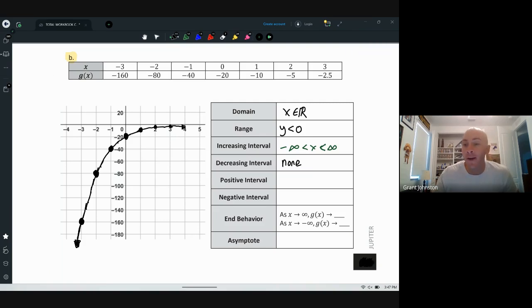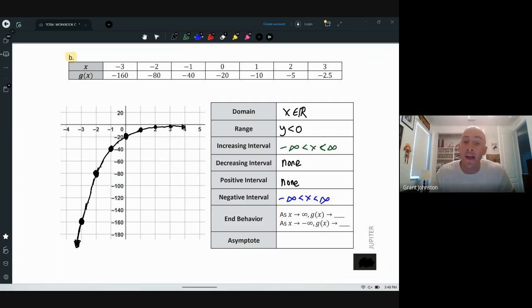This graph is also never positive. It's below the x-axis the entire time. So positive interval, there isn't any. There's none there too. But it's always negative. It's always below the x-axis, right? So that's from -infinity to +infinity.